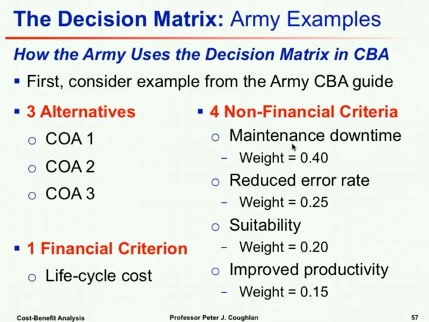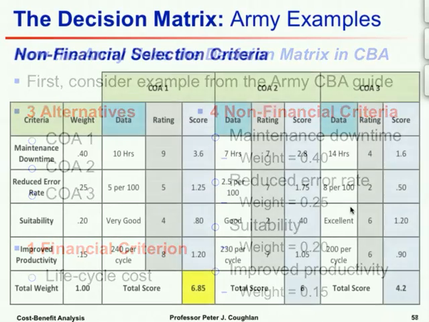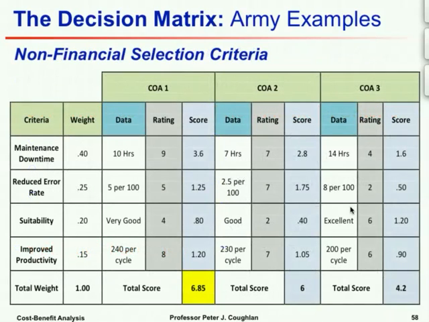And in the example, they assigned weights of 0.4, 0.25, 0.20, and 0.15. Notice that they chose to have their weights sum to 1, which is fine. Again, not necessary. This could have been 40, 25, 20, and 15, and you would have gotten the same recommendation. But it's sometimes helpful to think in terms of percentages that sum to 1.